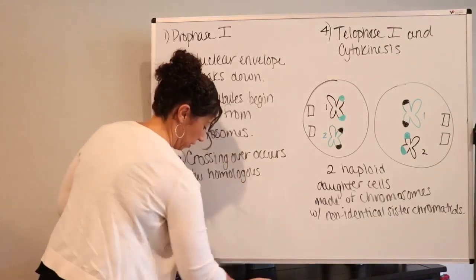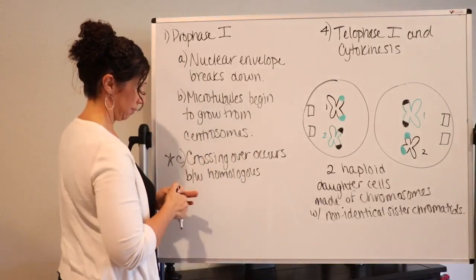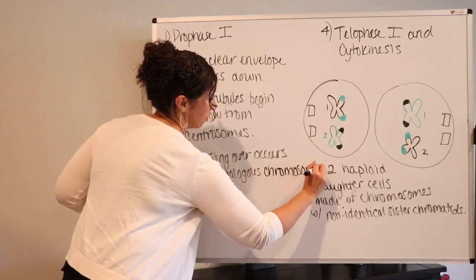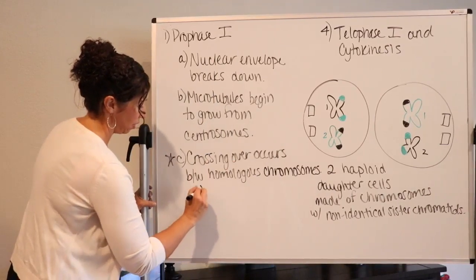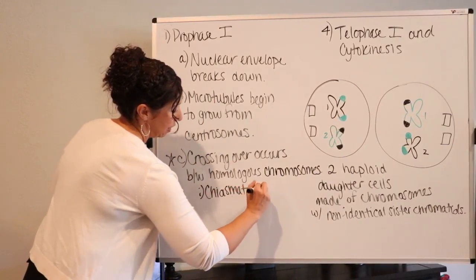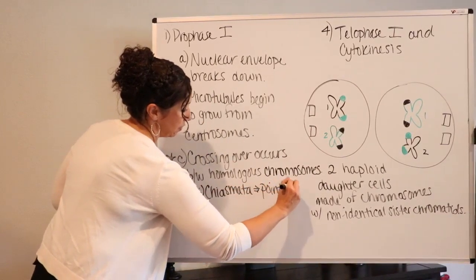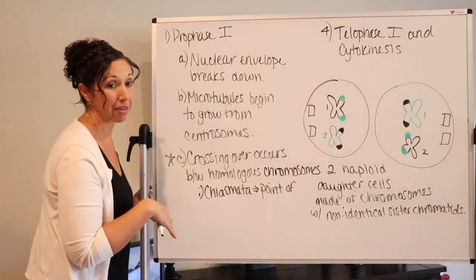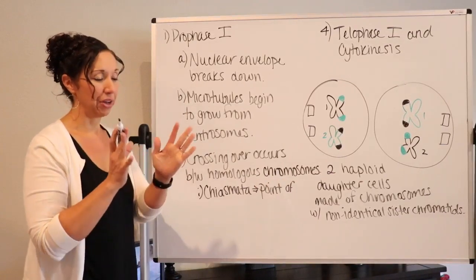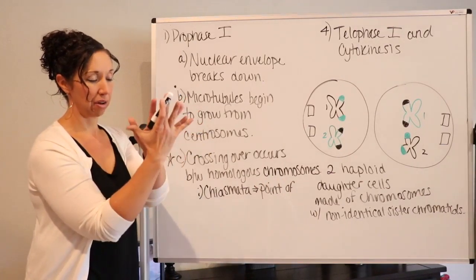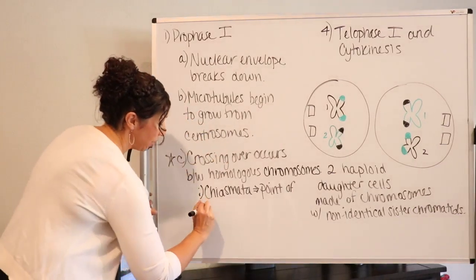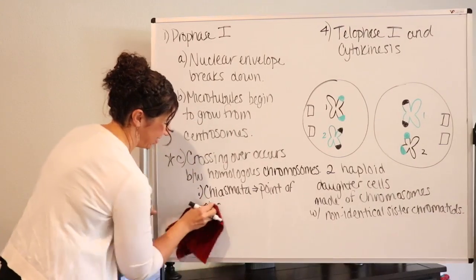Change ink for you guys really quickly. And what I want you to know, the chiasmata is the point of crossing over. So you could have multiple chiasmata along homologous chromosomes. The way I drew it was super simple. I want you to imagine that both X's are totally around each other. That's what's actually happening. So the point of crossing over, chiasma.